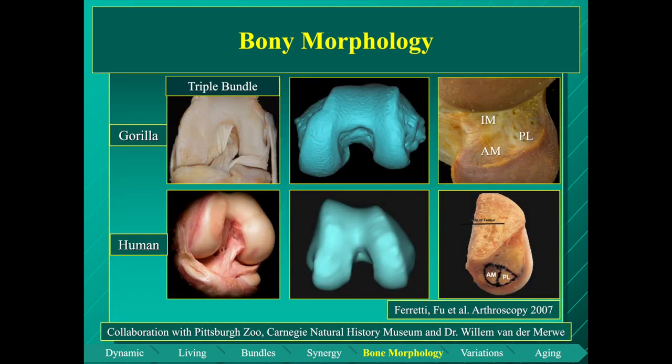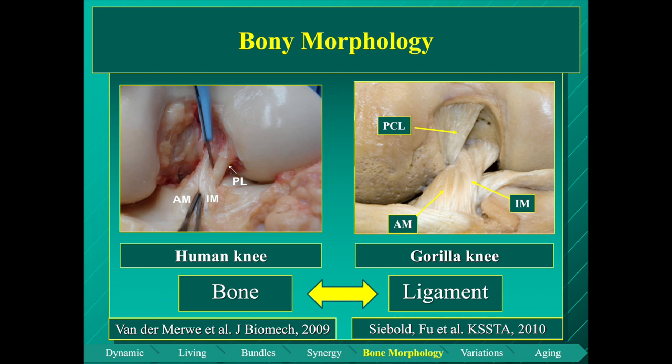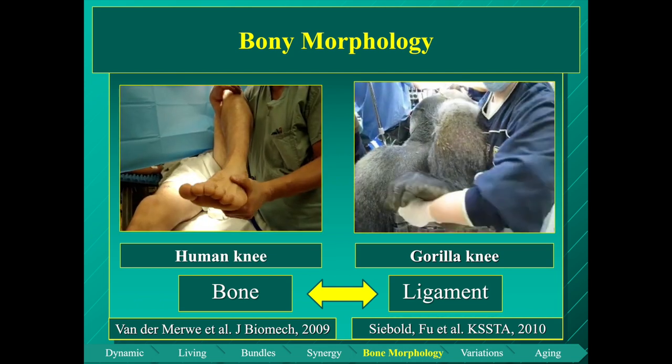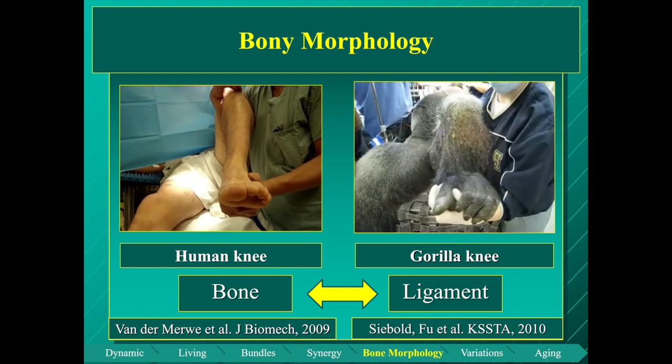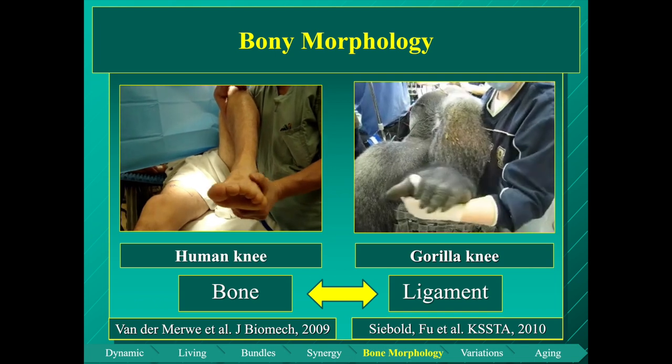Cadaveric analysis of humans and gorillas revealed great variation in their bony and ligamentous anatomy, with gorillas having a three-bundle ACL. Closer examination of bone morphology reveals that the gorilla has a large medial femoral condyle, allowing for significant motion on the medial side. Comparatively, the average internal rotation of a human knee is 9 to 27 degrees.